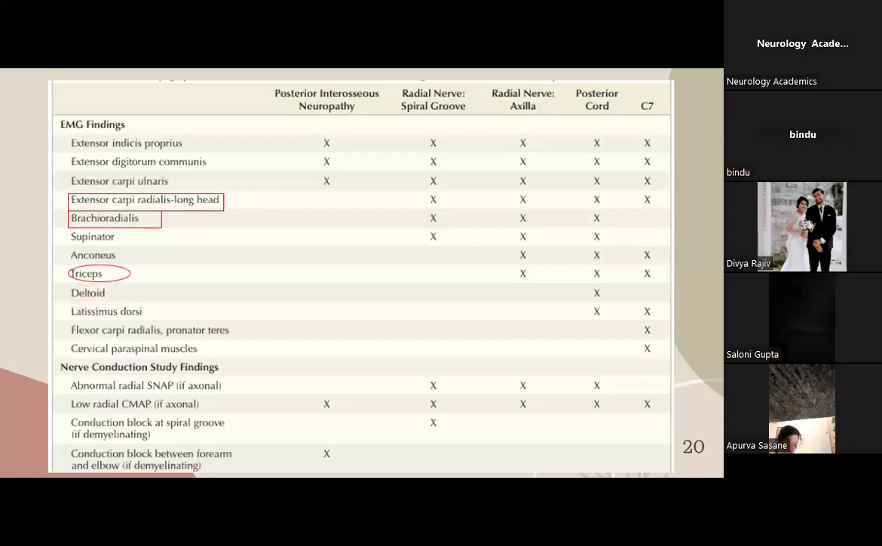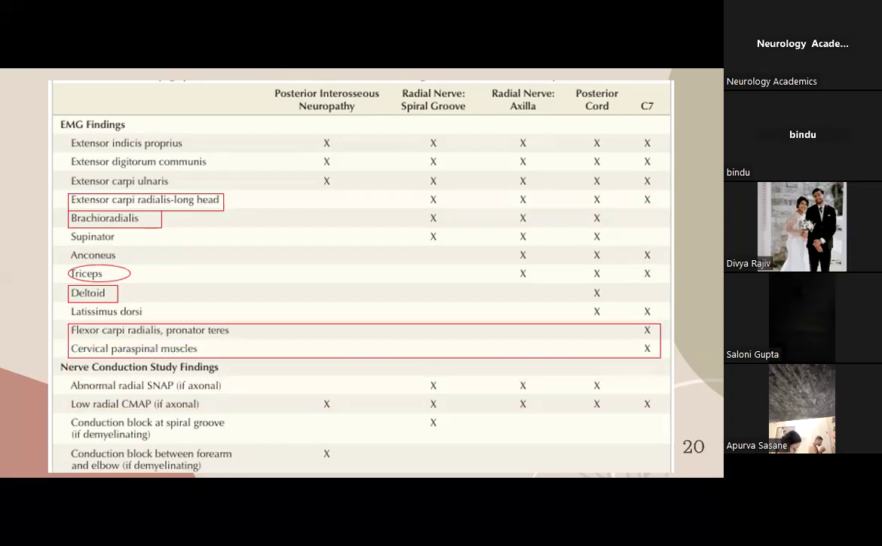For radial nerve at the axilla, we can sample, additionally, triceps. For the posterior cord, we can sample deltoid. And for the C7, to know the C7 radiculopathy, we can sample flexor carpi radialis or pronator teres along with the cervical paraspinal muscle.